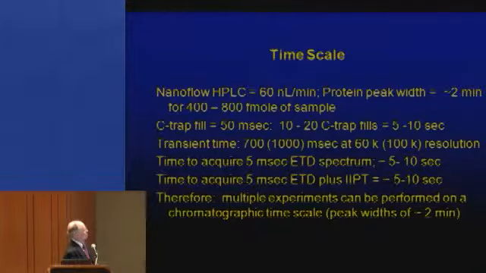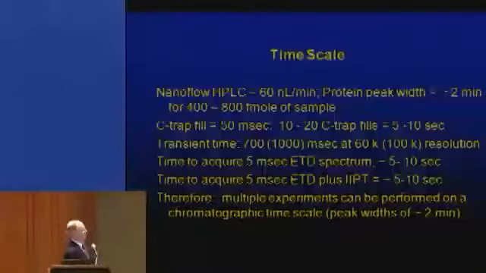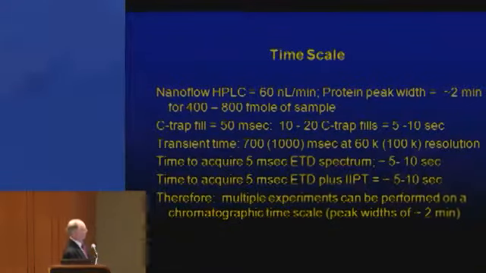Okay, and then C-trap fills. It takes 50 milliseconds to fill up that C-trap with the number of ions, whichever ones we want. You can increase the signal by 10 to 20 by just filling it up 10 or 20 times. The only cost is time, and that can be done in about 5 seconds. Transients also take time. If you operate at 100,000 resolution, then it takes you about a second to do that.